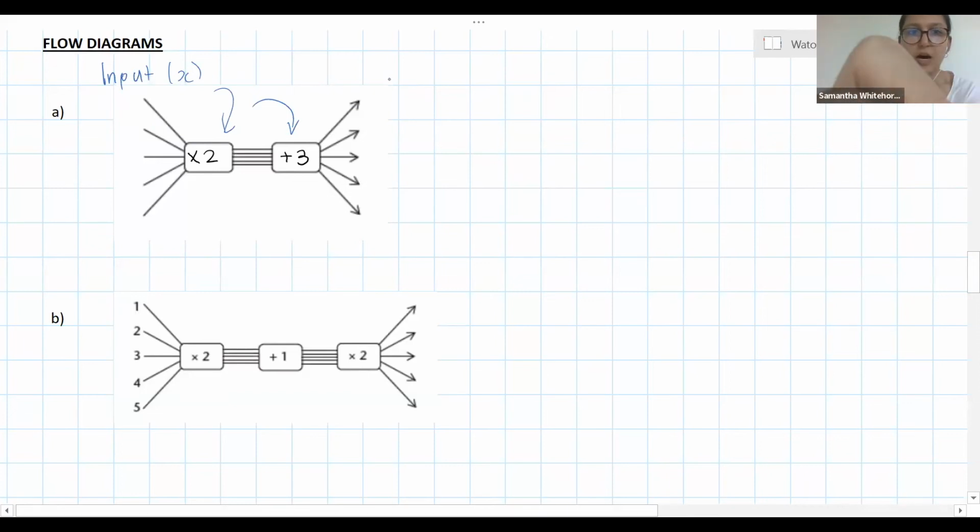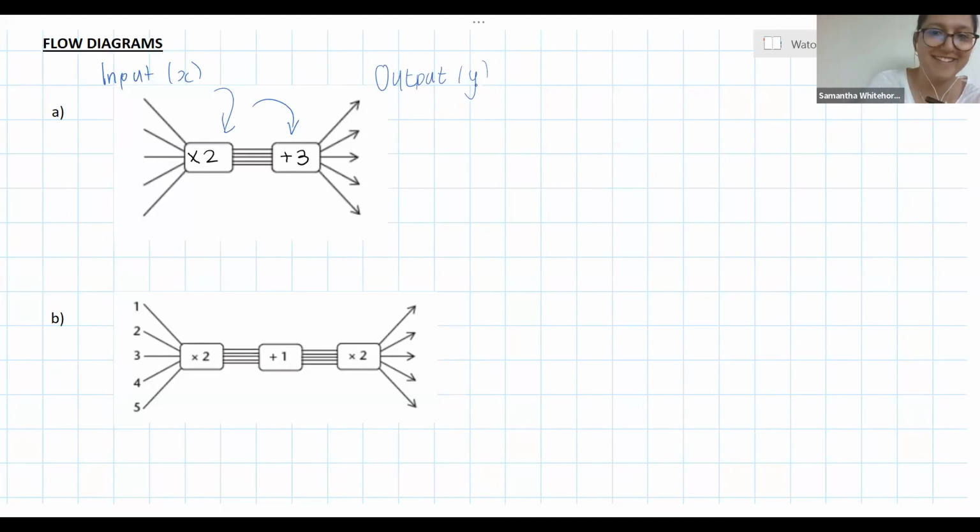We are then going to perform the operations of times 2 and add 3 to them, and we're going to get some output. Now, flow diagrams, like I say, you have to get used to them a bit for this year, but we don't really use flow diagrams all that much. It's more to teach you how operations work. So those of you saying you hate flow diagrams, that's okay. We need to be somewhat comfortable with them, but from here on out, they don't come up a whole lot. So don't stress.